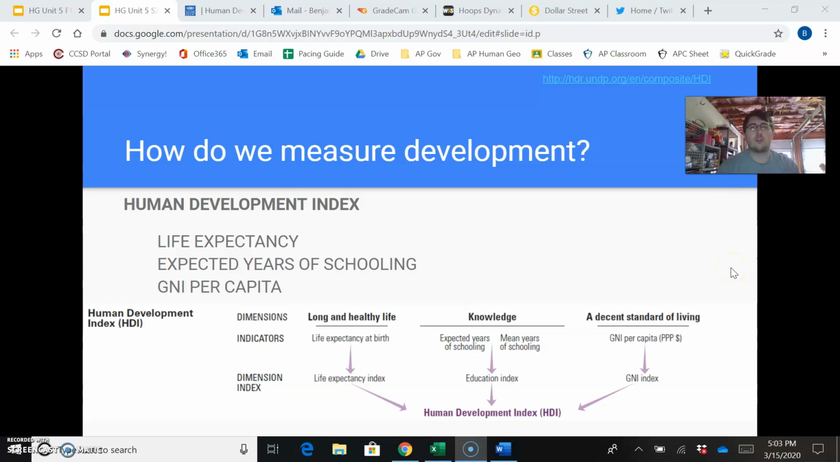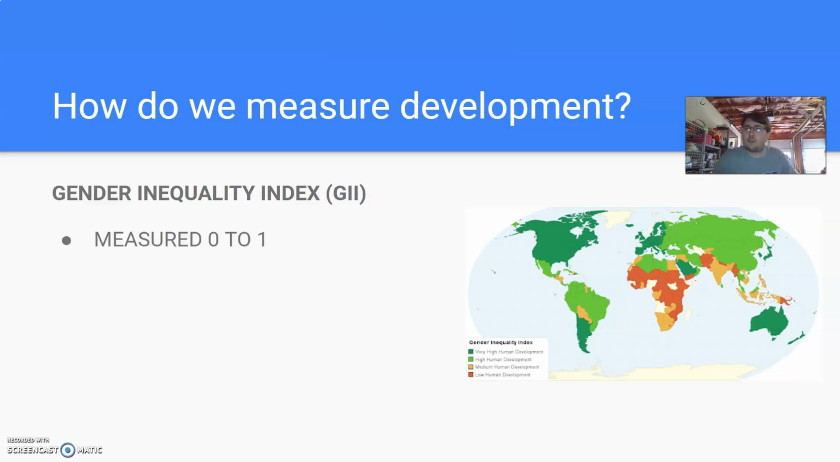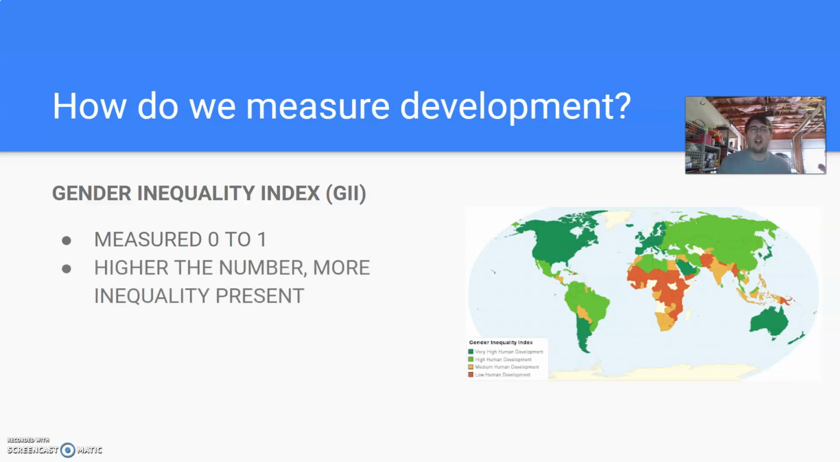Again, a means in order to measure these countries' development. The last thing here is another measure of development. It's called the Gender Inequality Index, the GII, which is measured from 0 to 1. And this is basically measuring the levels of gender inequality in your country. And of course, the lower amounts of inequality there is, the higher developed you are. And the map can kind of show you that as where are the most advanced countries in terms of offering gender equality. The higher the number in the index, the more inequality is present.